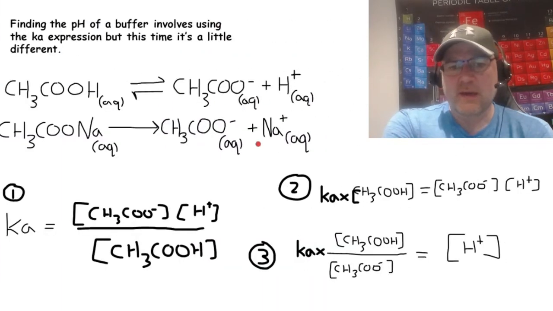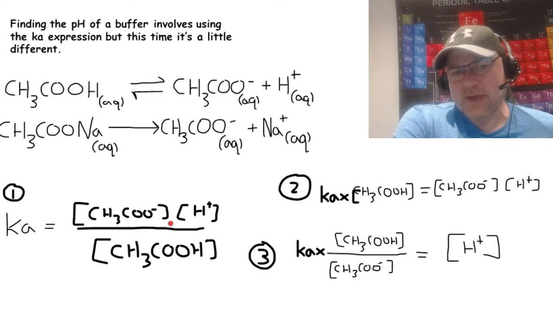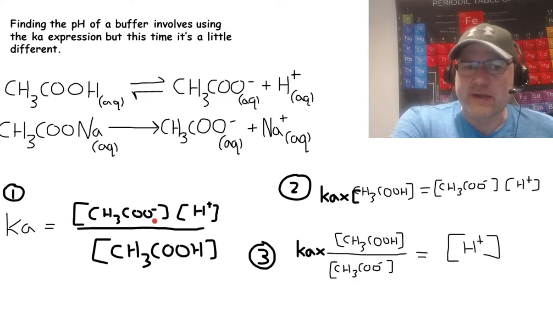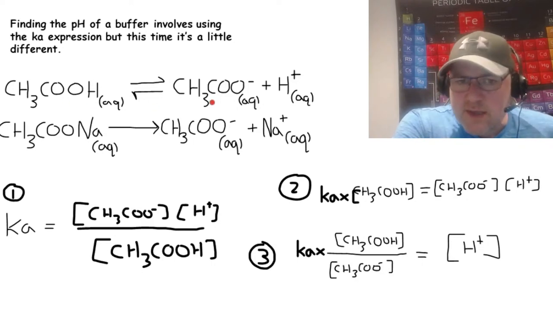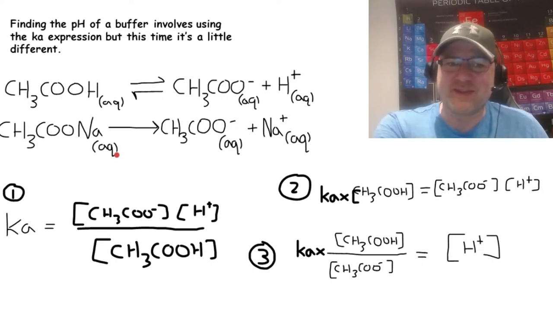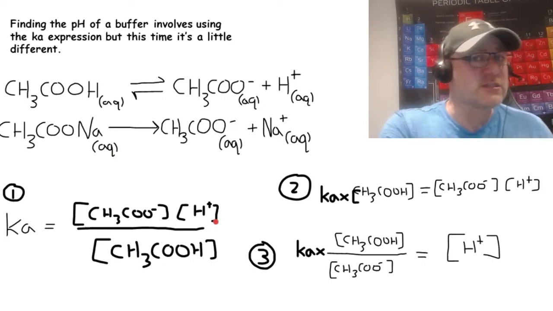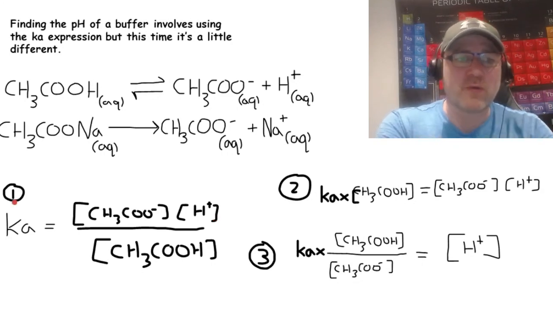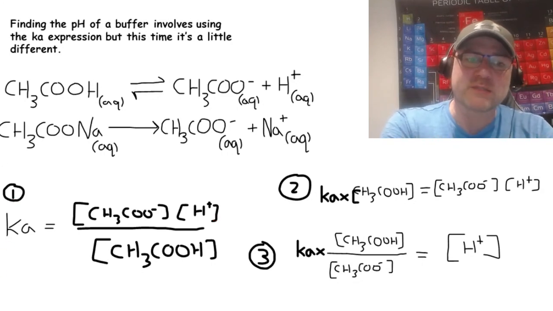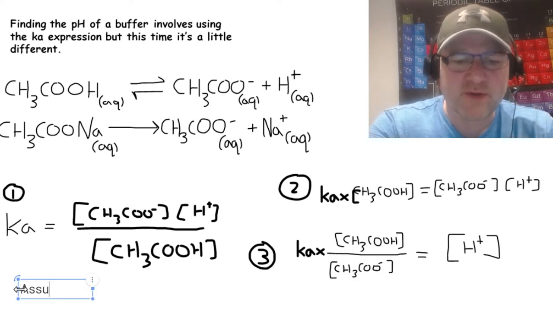So over here, this is what I've just already written out, but here I'm not using HA and A minus. Here I'm using the actual acid and the salt that have been given in the equation. Now there's an assumption that we make with this. There is an assumption that we make with buffers. And you could be asked in an exam, what's the assumption made when using buffers?